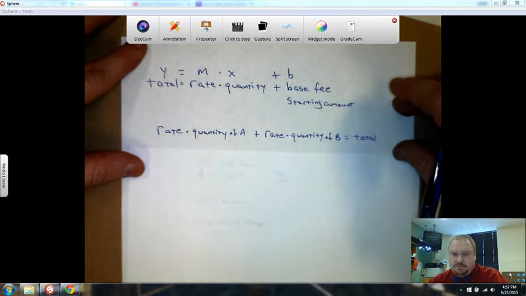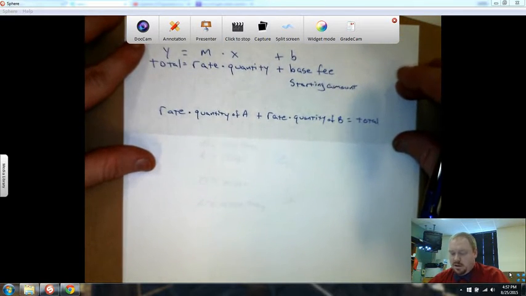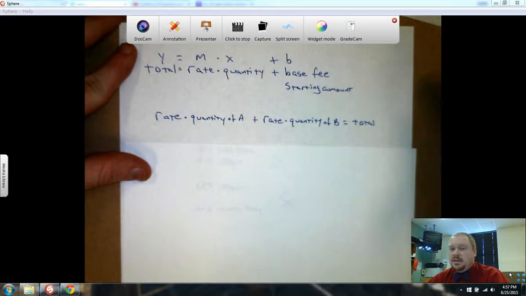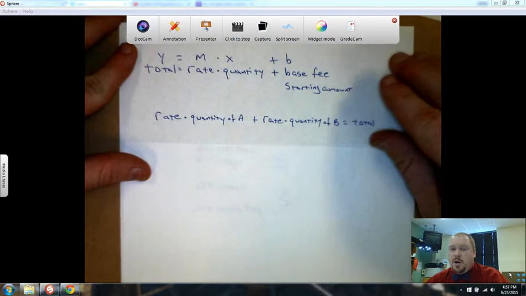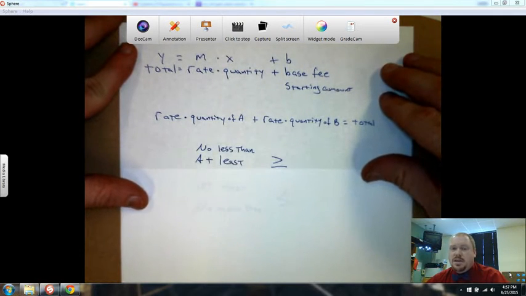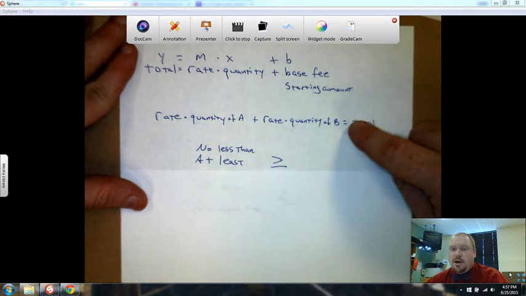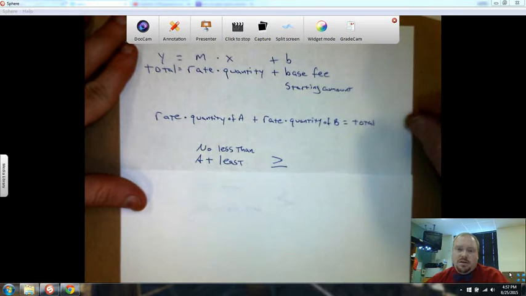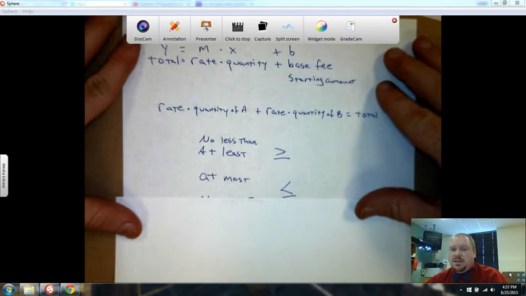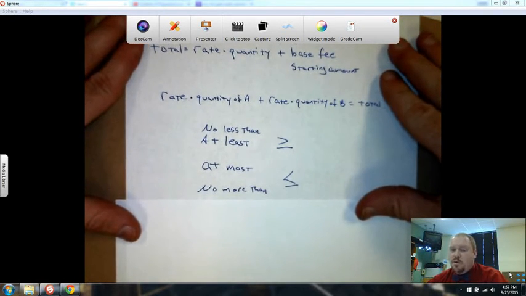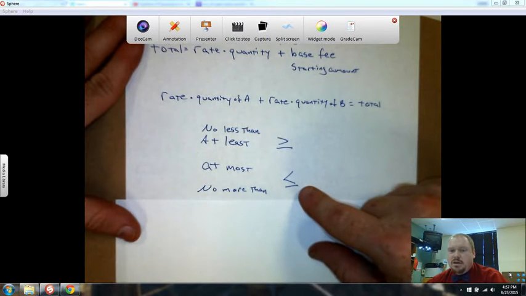Now, sometimes it's not an equation, it's an inequality. So we just need to review those words. If it says no less than or at least, that means it's greater than or equal to. If it's at most or no more than, it's less than or equal to.